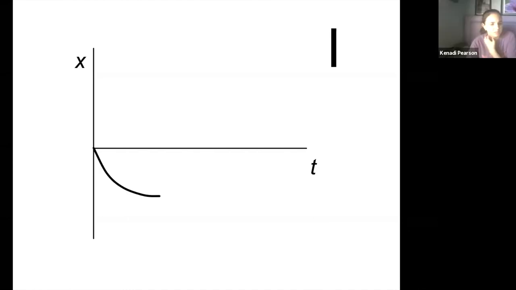Negative. Is it changing? No. Does this line have one? Yes, it's changing because there's more than one slope here, right? So that means if the velocity is changing, is it a positive acceleration or negative acceleration? Positive. Why is it positive?